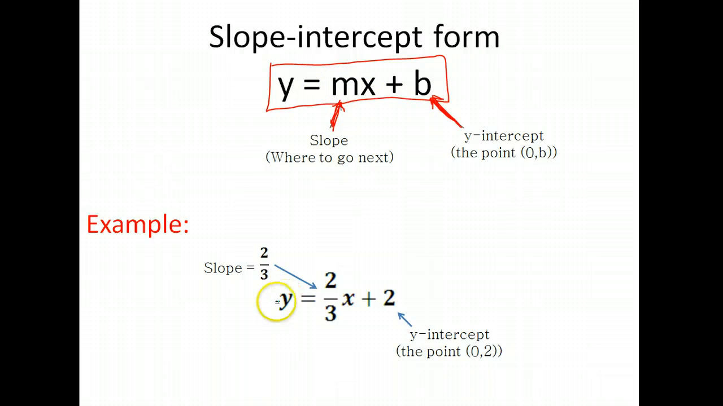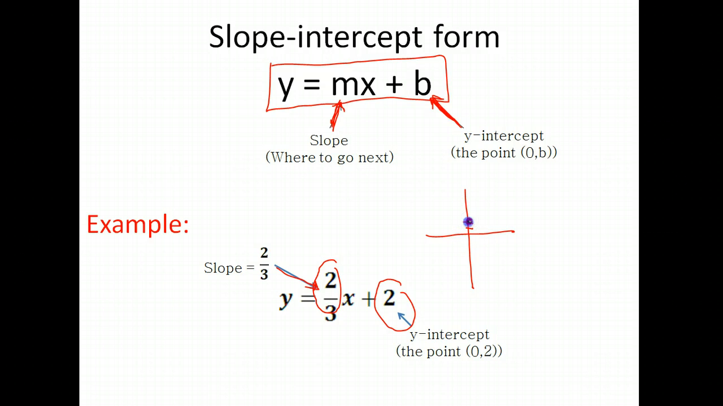So if we're looking at an actual equation, y equals 2/3 x plus 2, our slope for this line would be 2/3. That's really helpful because we can just pick the slope off. Our y-intercept would be at 2. The y-intercept is the point that it crosses the y-axis. So if it's 2, we know our line goes through the point right there.